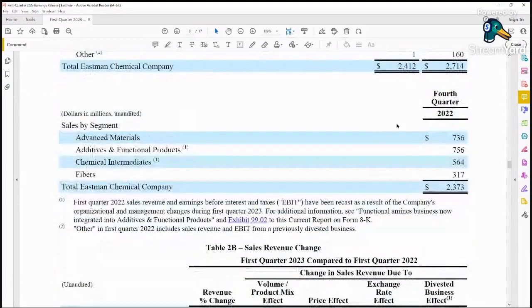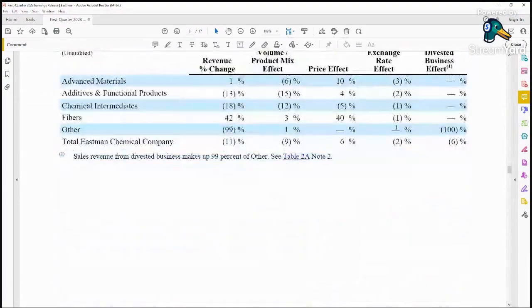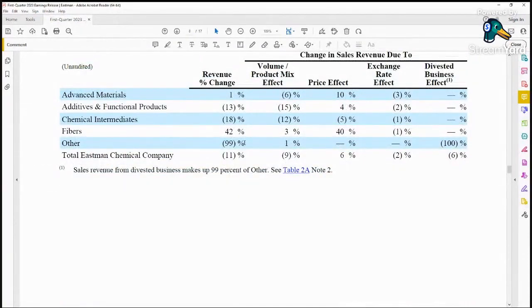And then they have the product mix, just like others. We see revenue change down 99% in other. It looks like whatever they were bringing money in has completely dissolved there. Chemical intermediates are down 18%. This is where we can see their pricing power.